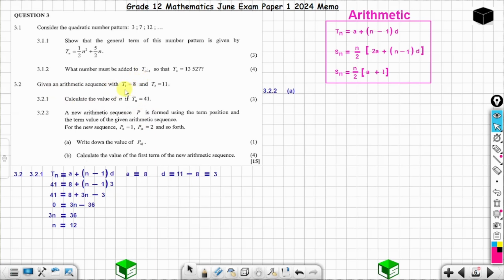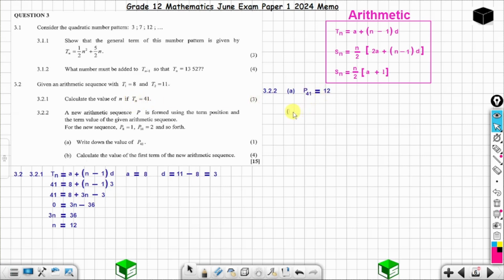P8 is equal to 1. P11 is equal to 2. Now, P41 is equal to, can you see? You have T12. T12 is equal to 41. Now, P41 is equal to 12.